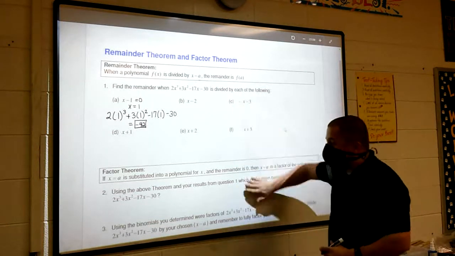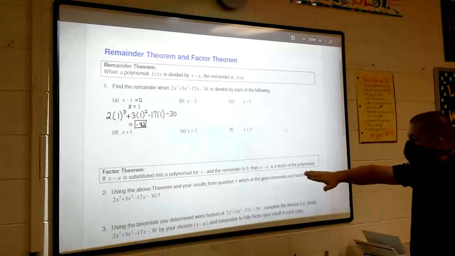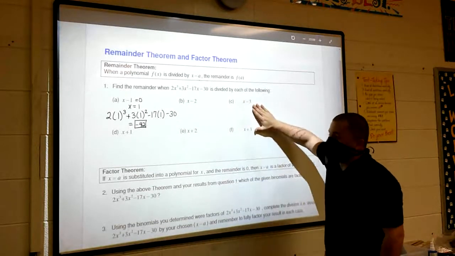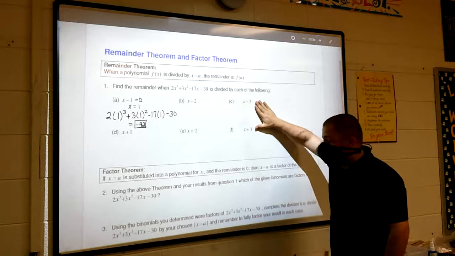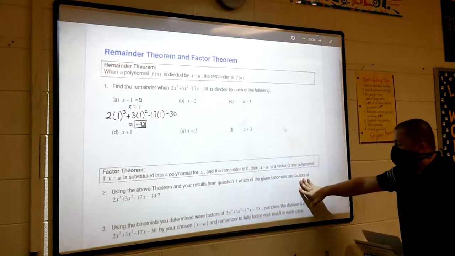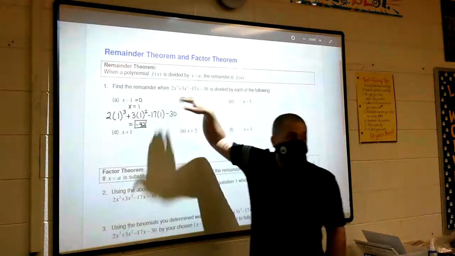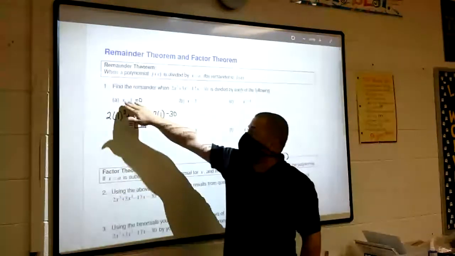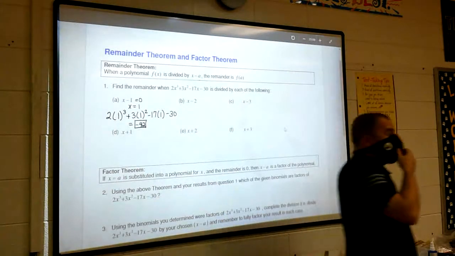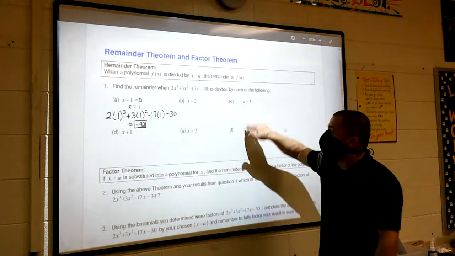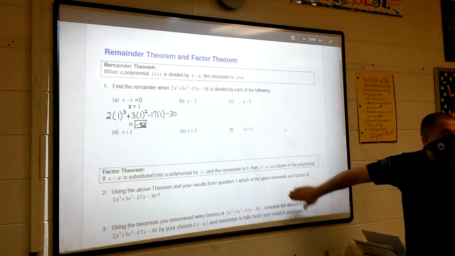In number 2, it says using the above theorem and your results from question 1, so using your results from these 6 problems, which of the binomials are factors? So which ones of these are factors? If for x minus 1 you would have got 0, you would have written x minus 1 is a factor. So basically it's saying which of these 6 gave you a remainder of 0.